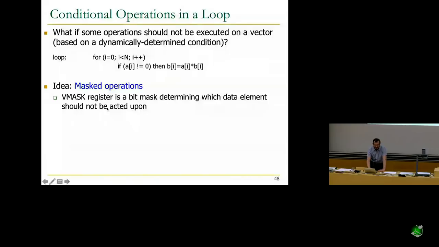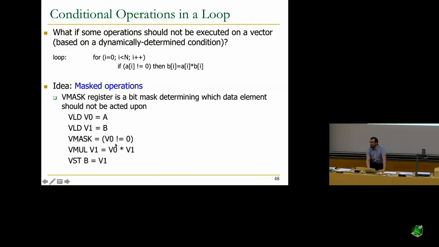And this is the code for this. Basically, we load A, we load B, and we check whether A's elements are not equal to zero and set the bits accordingly. If the element is not equal to zero, that corresponding bit in the mask register is set to one. Otherwise, it's set to zero. And all of the remaining operations are now conditional upon that mask. Meaning, if you do this multiply, vector zero, vector one, it's element by element, right? But which elements you actually do this multiply on is governed by the vector mask.